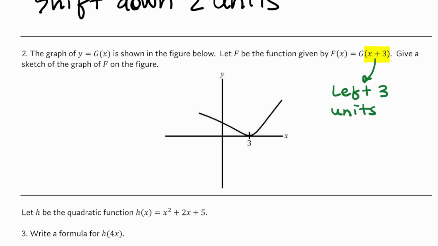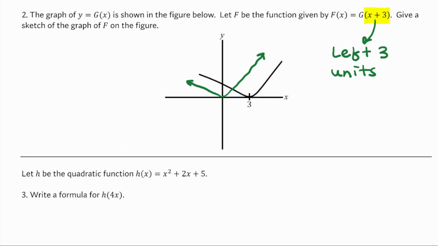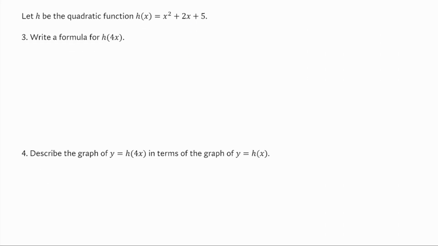Unfortunately, it's over here at x equals 3, so that relative minimum there is going to happen at the origin, and I'm otherwise going to try to keep it as parallel as possible. It's not perfect, and that's going to be my sketch. Yeah, it went left by 3 units. It's otherwise unchanged.